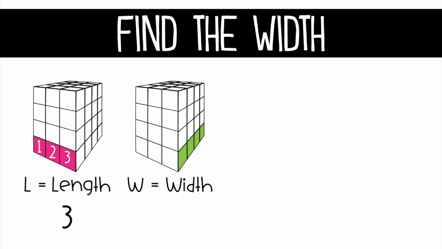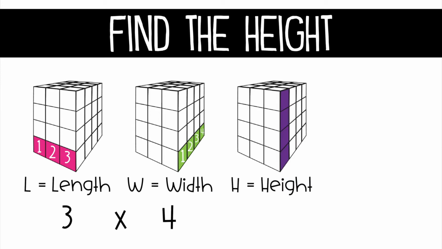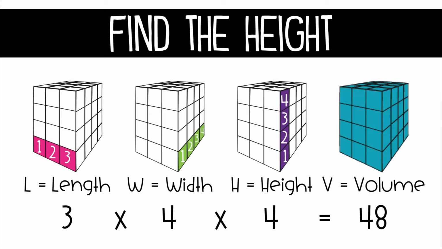Now we need to find the width, which is along the side. 1, 2, 3, 4. So now we can add that to our formula. So now we have 3 times 4. Our last dimension is the height, or how many cubes tall is it? 1, 2, 3, 4. Let's add this last measurement to the formula. So we have 3 times 4, and that gives us 12, and then we multiply that by 4, and we have a total of 48.